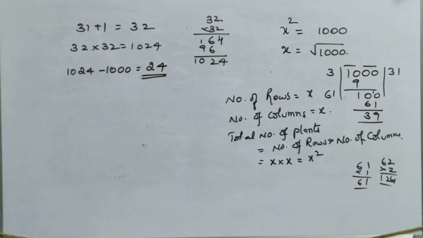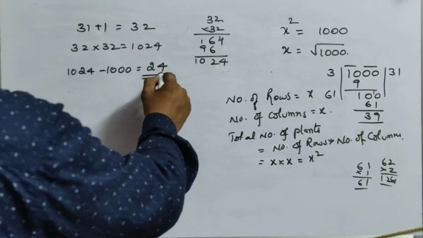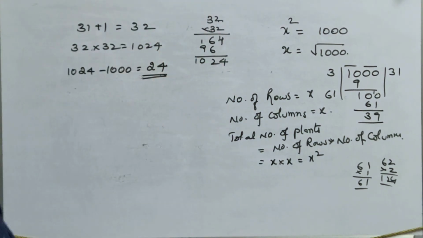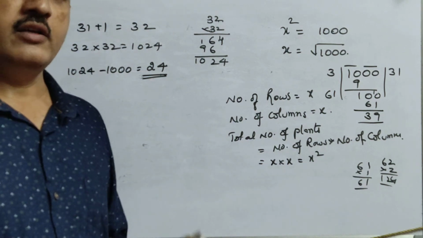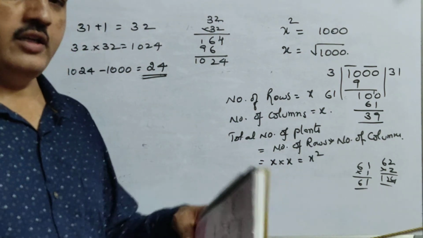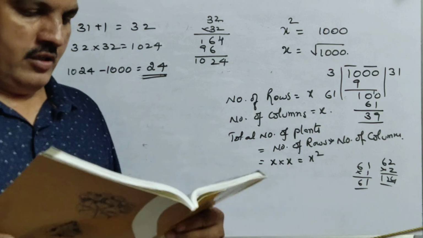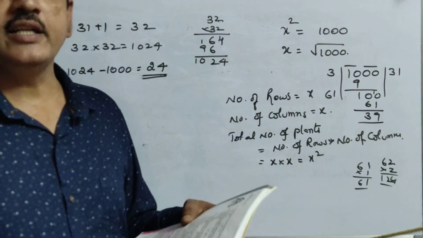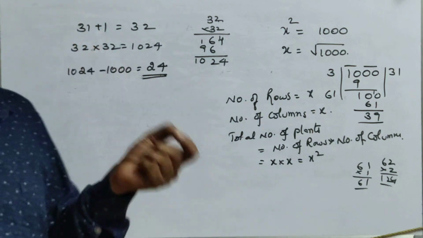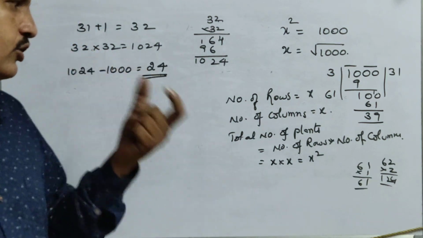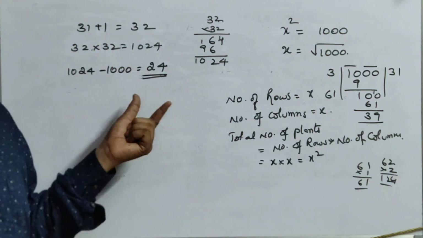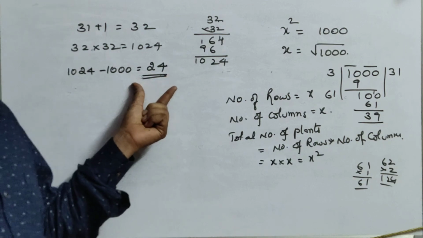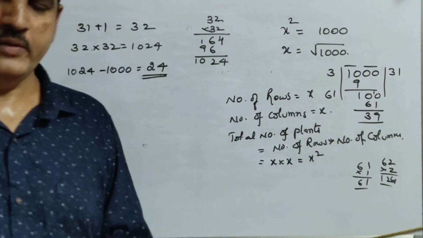So 24 means what is 24 now? What is 24 you got now? That means if you add 24 more plants, it will be a perfect square. Okay? That is what the question is asking. Find the minimum number of plants he needs more. That is, how many more are needed, minimum. Minimum means less. So at the least, how many plants does he need? So 24 plants he needs. Okay? Next question.